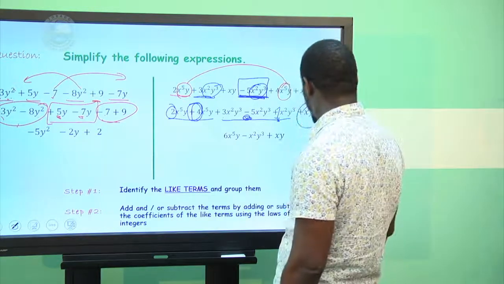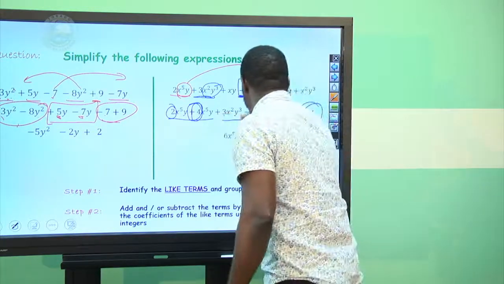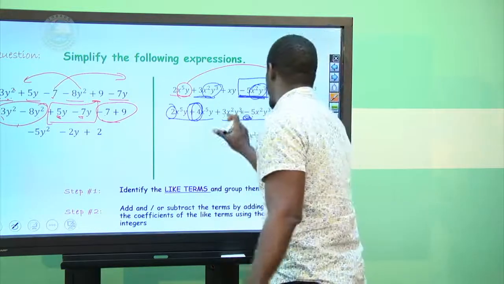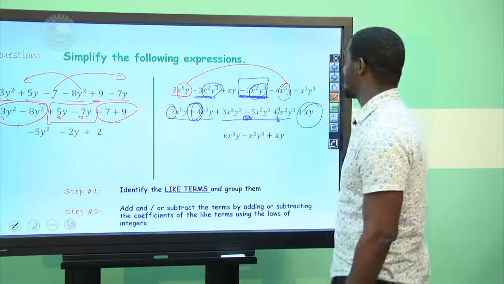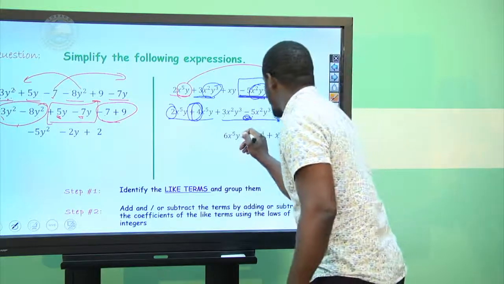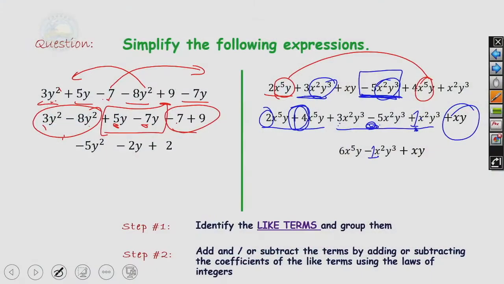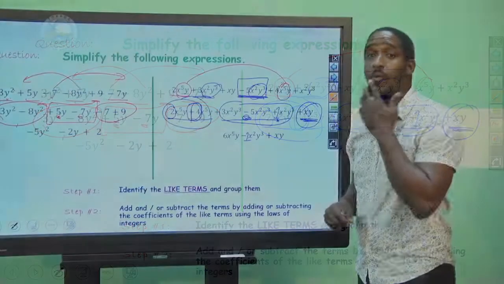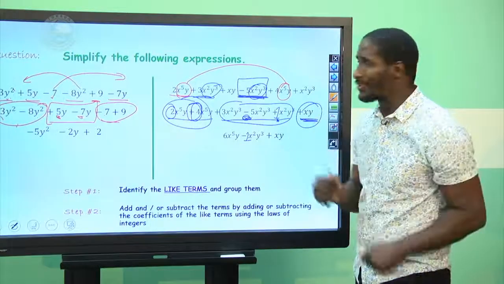So adding and or subtracting our coefficients here, we have 3 minus 5. Remember the laws of integers. 3 minus 5 is negative 2. Negative 2 plus 1 is going to give me negative 1. So this here is going to be 6x to the 5th y when I work out this piece. And when I work out this here, I get minus 1x squared y cubed, and then my solitary term, which cannot be added and or subtracted to anybody. Why is that? Because the rule says that only like terms can be added and or subtracted when we are doing algebraic addition and subtraction.